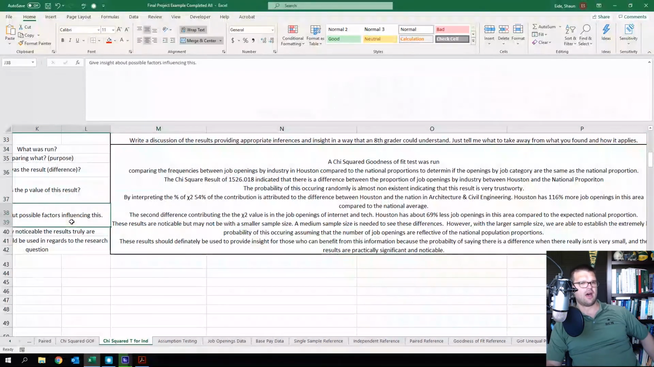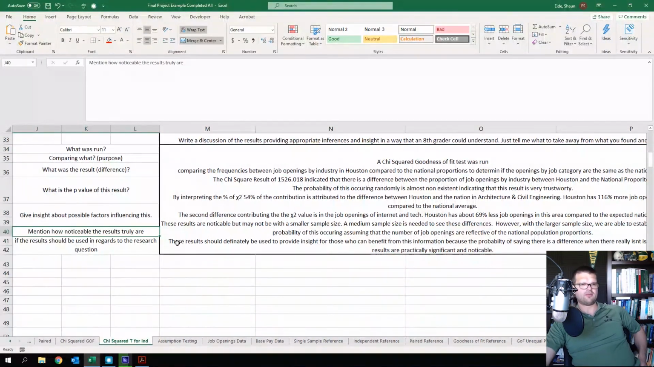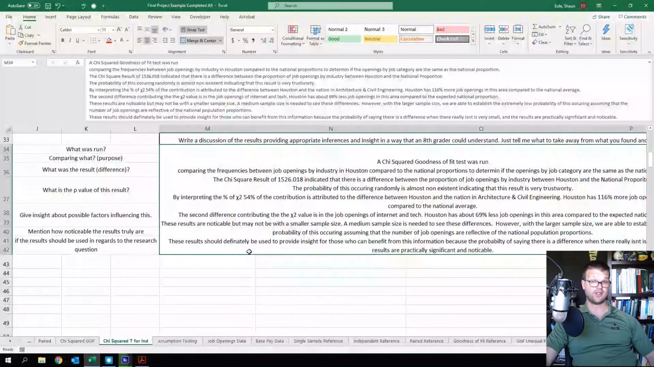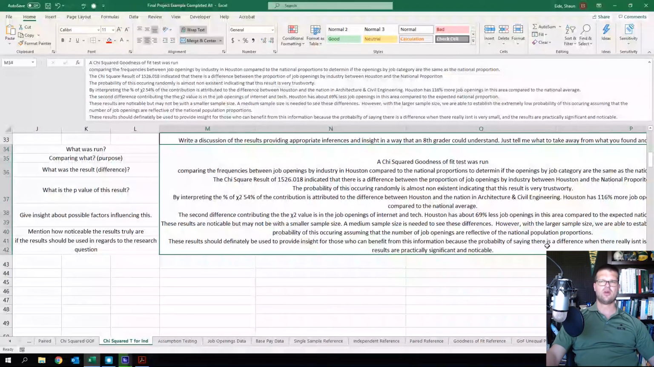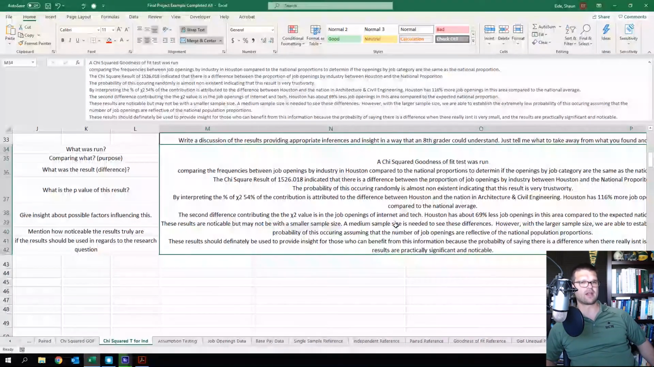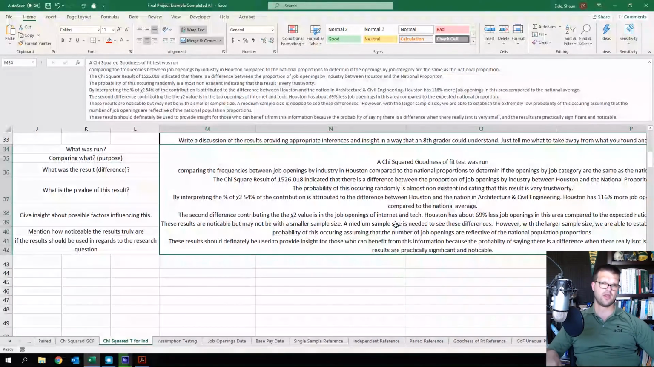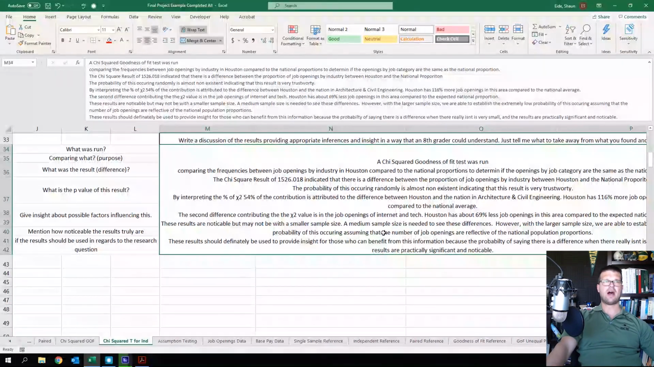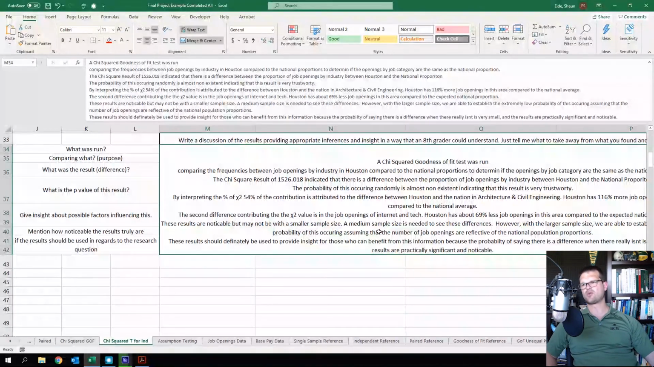Okay. Next, how noticeable are these results? These results are noticeable but may not be with a smaller sample size because it's a medium effect size. A medium sample size is needed to see the differences. However, with the larger sample size, we're able to establish that the probability of type 1 error is very low, or the probability of saying that we have a result and don't actually have a significant result is very low. And these results should definitely be used to provide insight for those who can benefit from them, because of how well these performed with this chi-squared test.